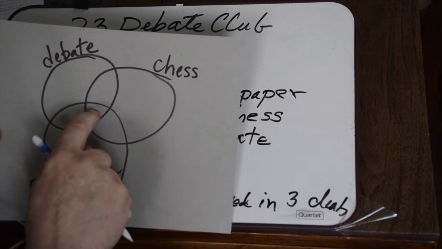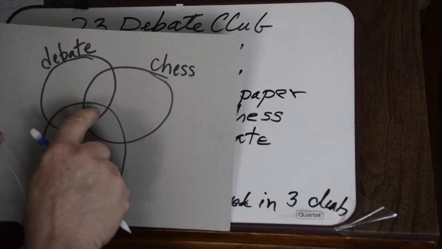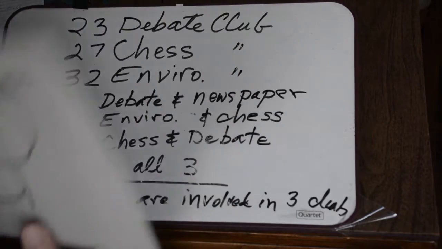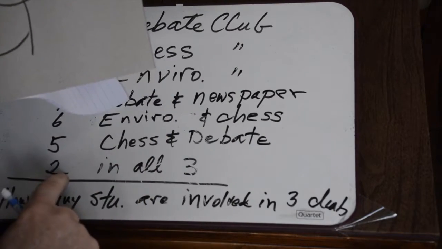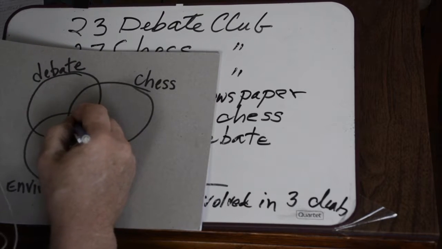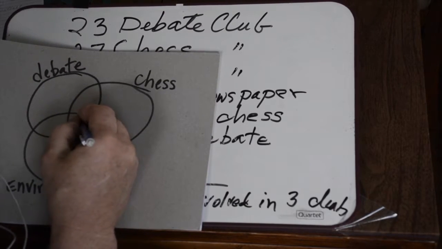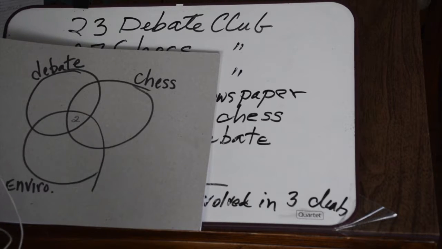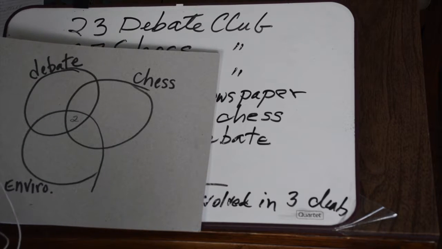So the middle one represents the group of students who are in all three. Well, who's in all three? There are 2 people in all 3 clubs. So I put a 2 here. Hope you can see that. The 2 represents people who are in all 3 of the clubs.